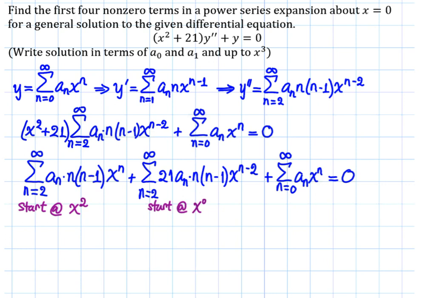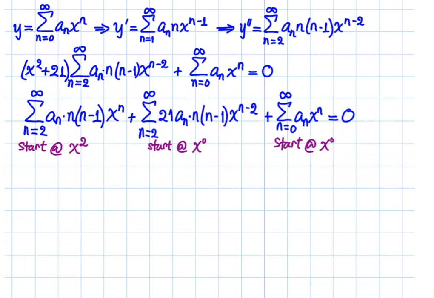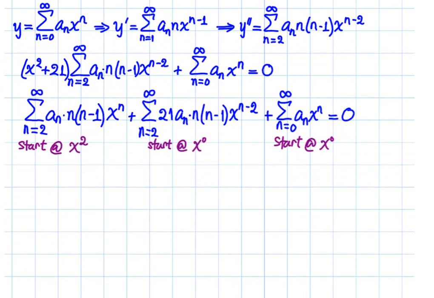And same thing, this one will start at x equal to 0, a constant. In order to combine them, everything inside each series has to be the same. So in that case, we have to make all of them start at x squared. So the first one is okay. It will stay the same.